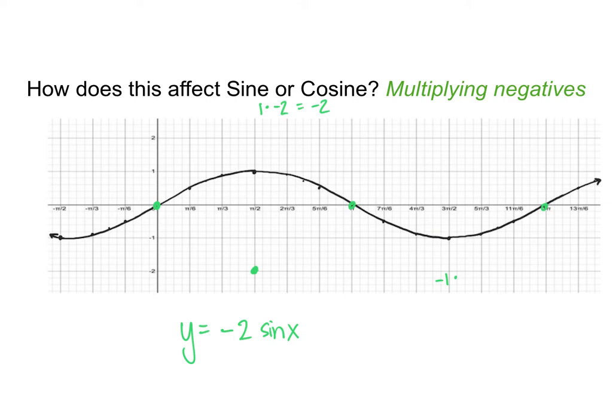-1 right here times -2 becomes a +2. So I am both stretching by 2, but I'm also reflecting because of that negative. So the end result looks something like this.